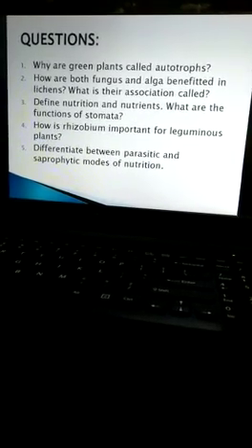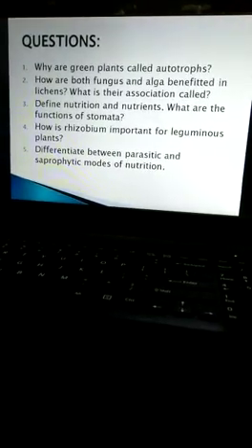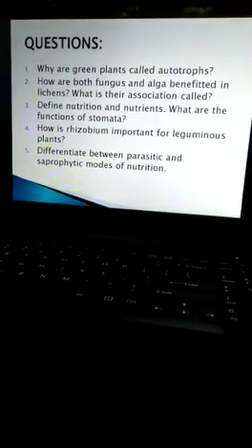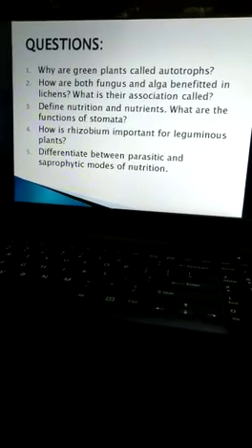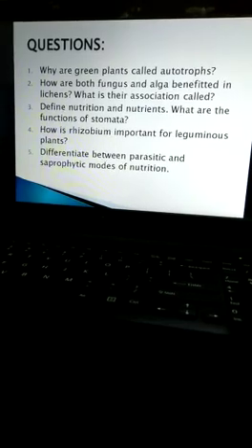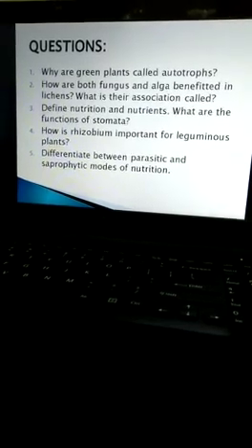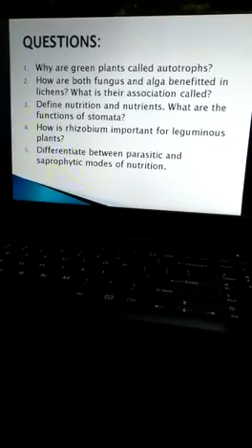Here in this segment, I am giving you few questions. You can go through these questions and try to solve the answer on your own. The first question is, why are green plants called autotrophs? The second question is, how are both fungus and alga benefited in lichens? What is their association called?